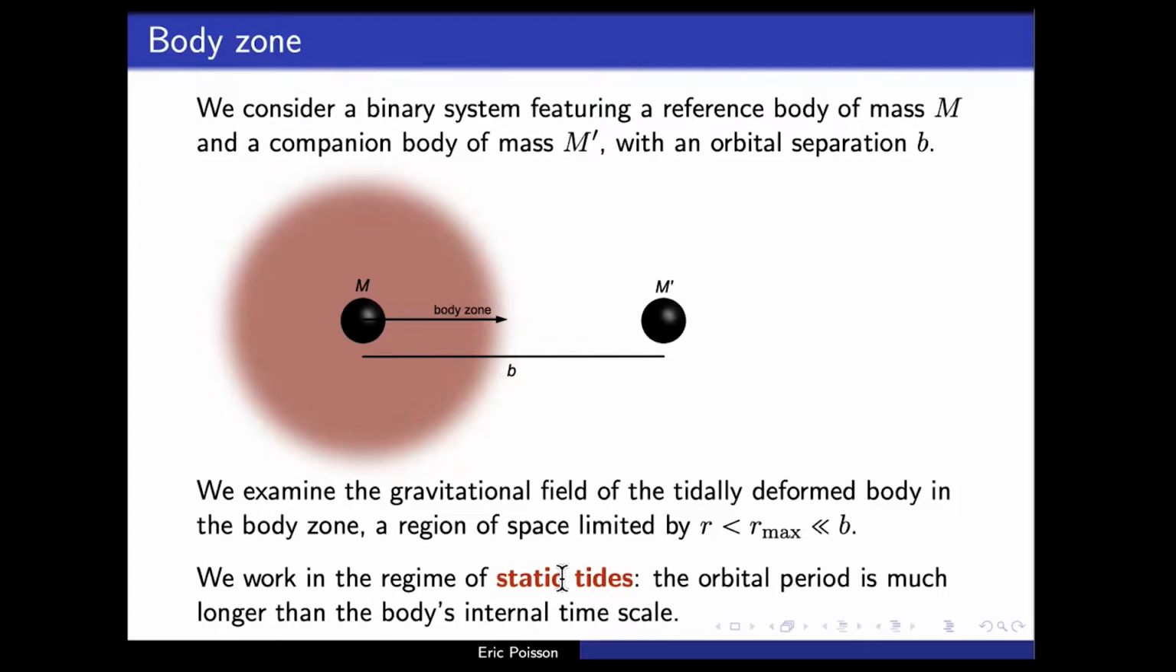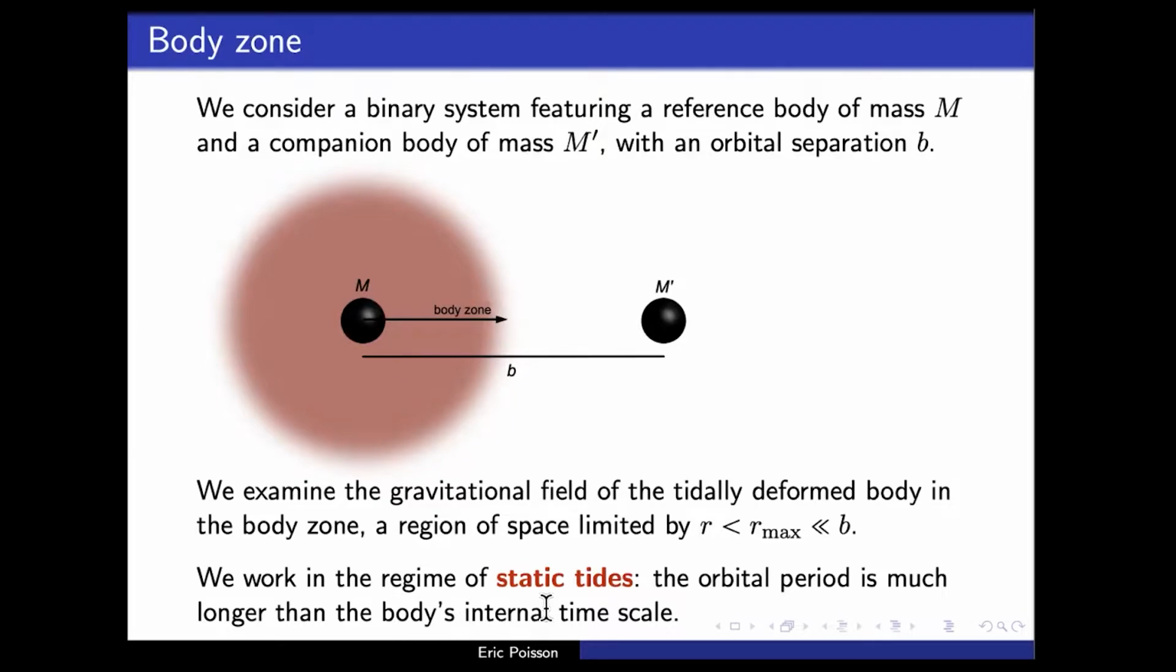But this assumption allows me to model the tides as a succession of static tidal fields. So the true tidal field, of course, is dynamical. It changes on an orbital timescale. But if that timescale is very large compared with the internal timescale associated with the compact body, then I can assume that the time dependence of the tidal field is parametric, and I can model this as just a succession of tidal fields. And that's the regime of static tides.